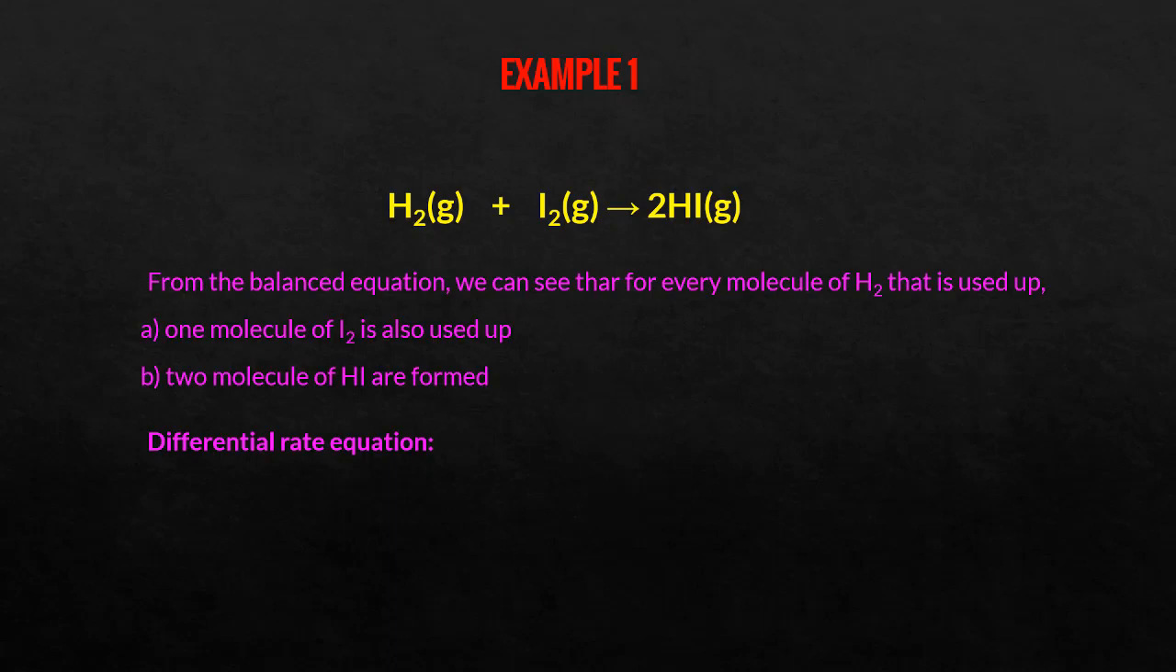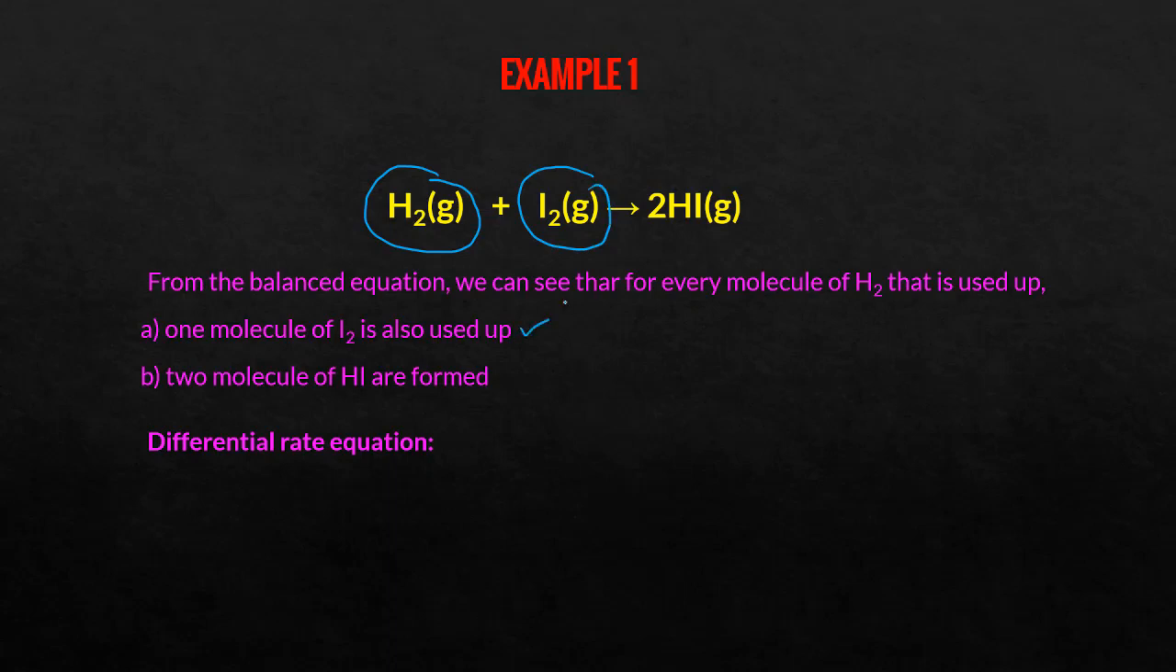Alright, so example 1. I have this reaction. 1 mole of hydrogen gas reacts with 1 mole of iodine gas, produces 2 mole of hydrogen iodide gas. Okay, from the balanced equation, we can see that for every mole of hydrogen gas that is used up, 1 mole of iodine is also used up. Okay, tengok kat sini. Bagi setiap 1 mole of hydrogen gas yang digunakan, berapa mole iodine yang digunakan? Juga sebanyak 1 mole.